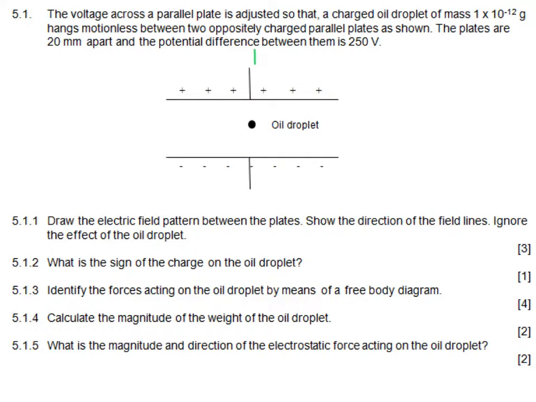So this is the roof and this here is the floor, and under ordinary circumstances this oil drop would fall downwards, but it doesn't. It's obviously being attracted to that positive plate, so that is its weight acting downwards, and what holds it towards the positive plate is an electrostatic force.